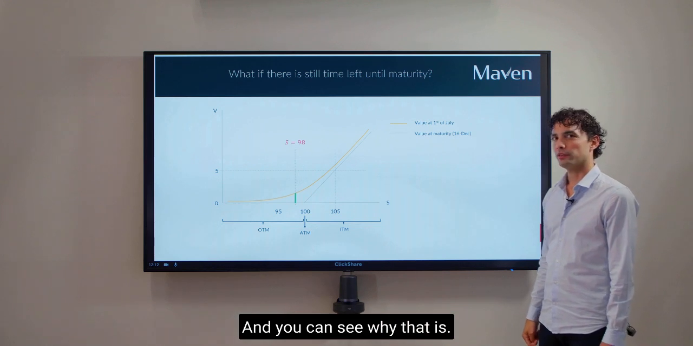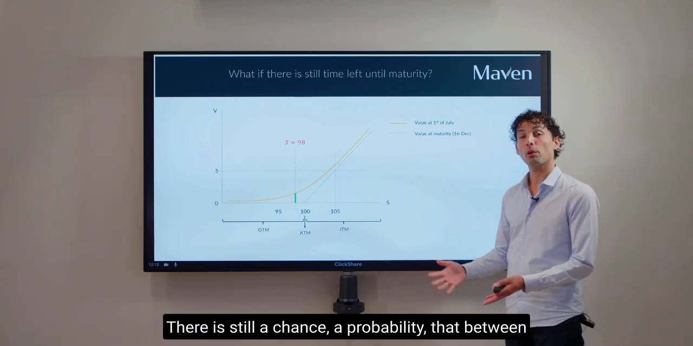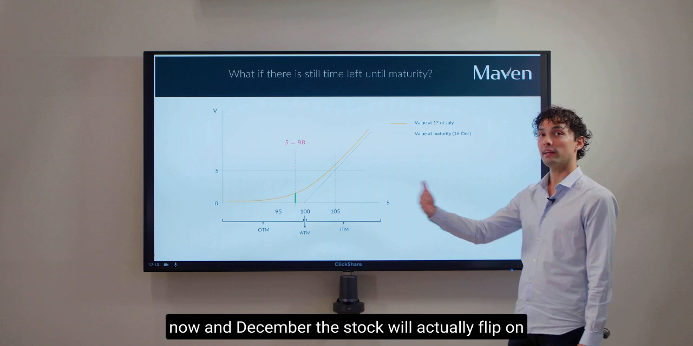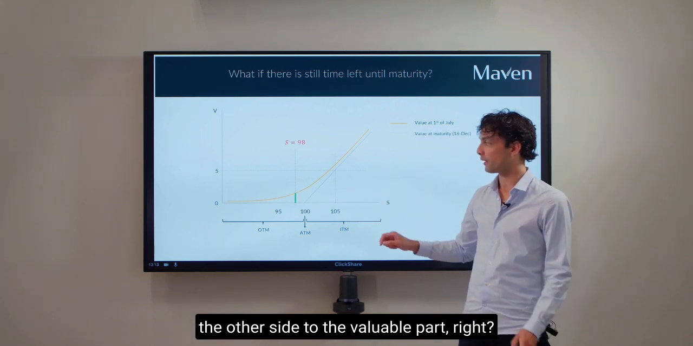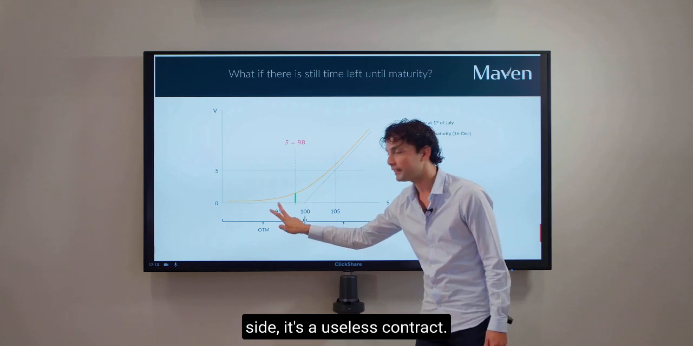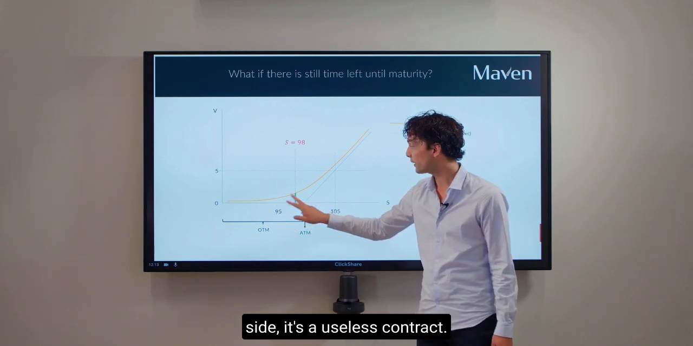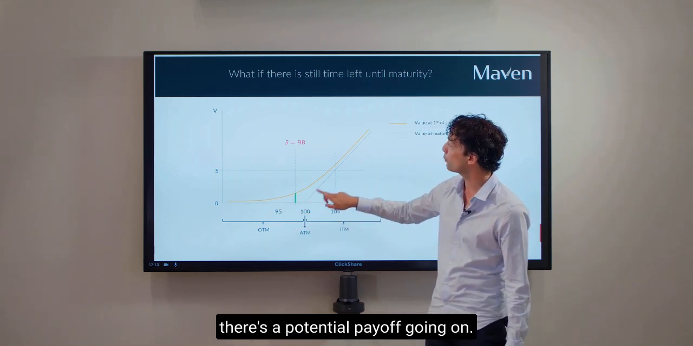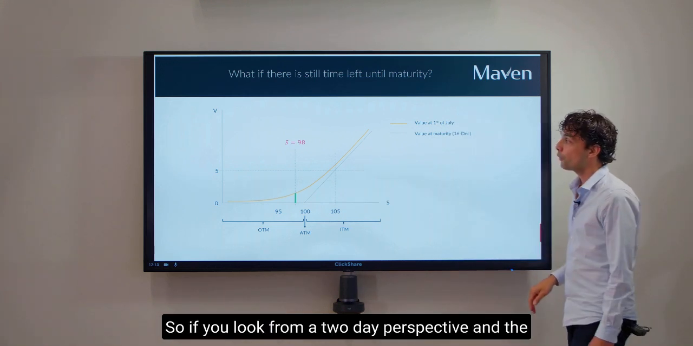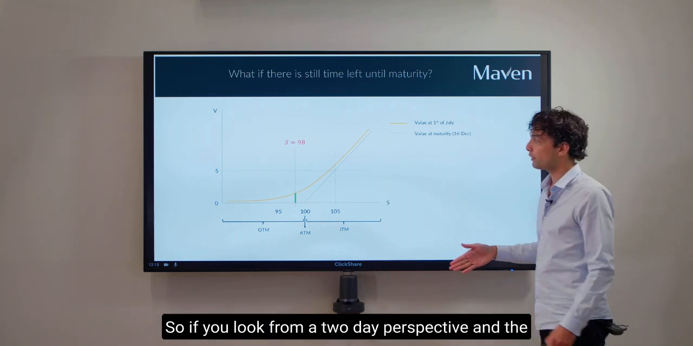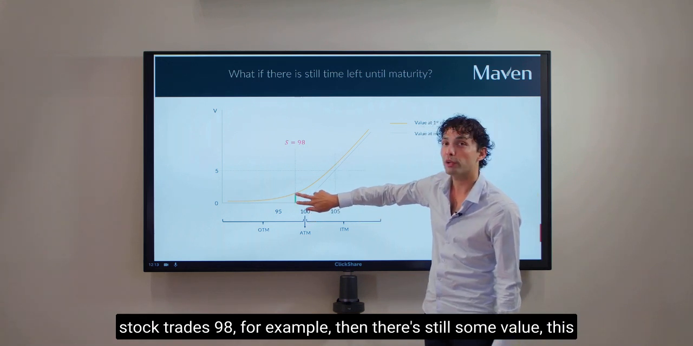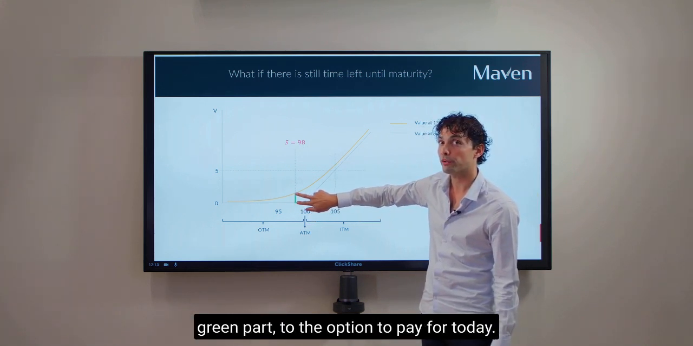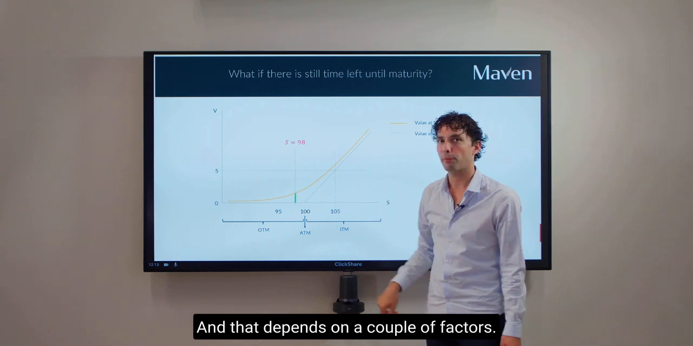And you can see why that is. There is still a chance, a probability, that between now and December, the stock will actually flip to the other side, to the valuable part. Right? If the stock stays on this side, it's a useless contract. If the stock flips to that side, there's a potential payoff going on. So if you look from a today perspective, and the stock trades 98, for example, then there's still some value, this green part, to the option to pay for today. And that depends on a couple of factors.